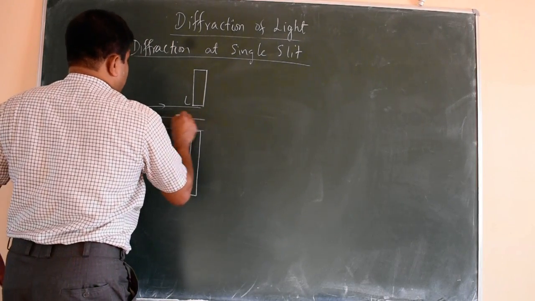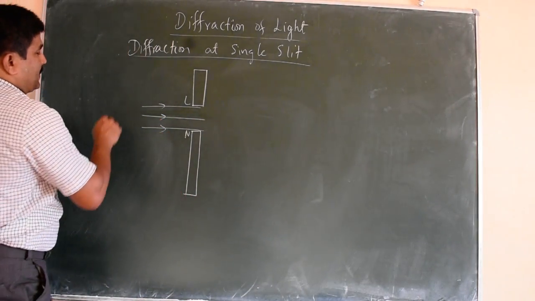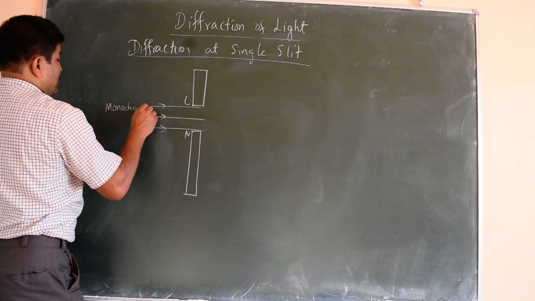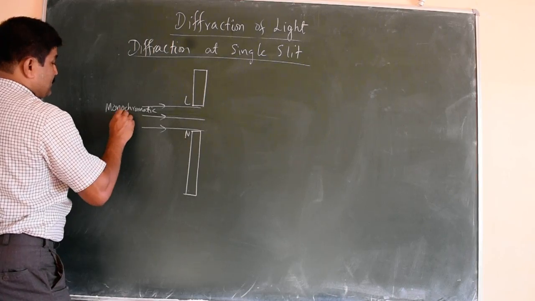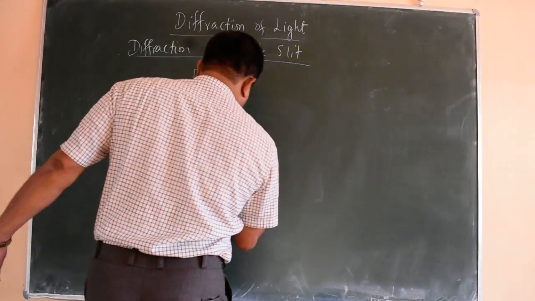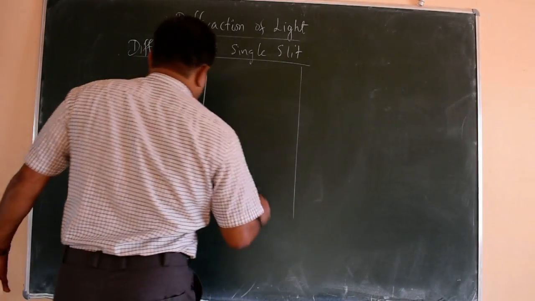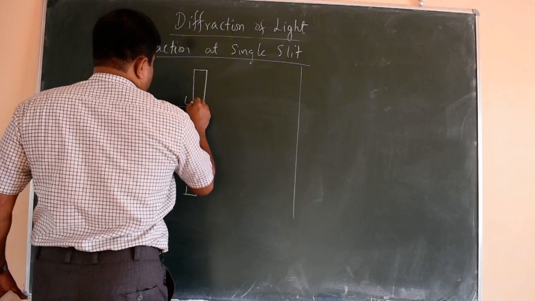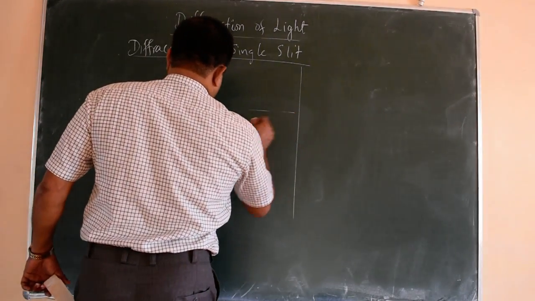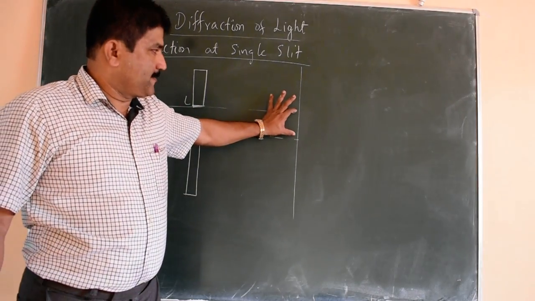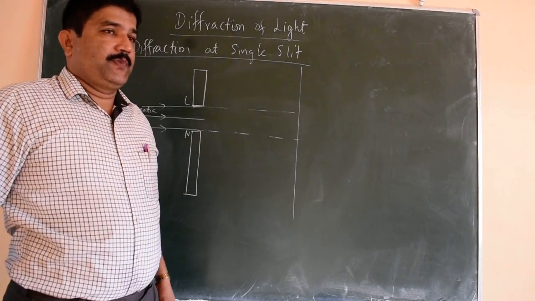Okay, I illuminate this slit with the monochromatic light. Now what happens on the screen? So on the screen you may expect only this much will be the bright region, correct? So light passes and only this much region will be bright.